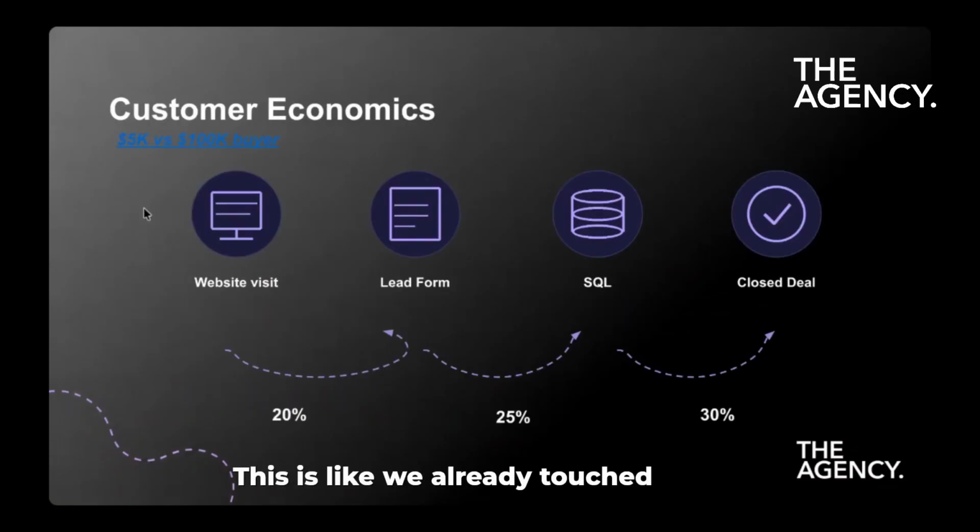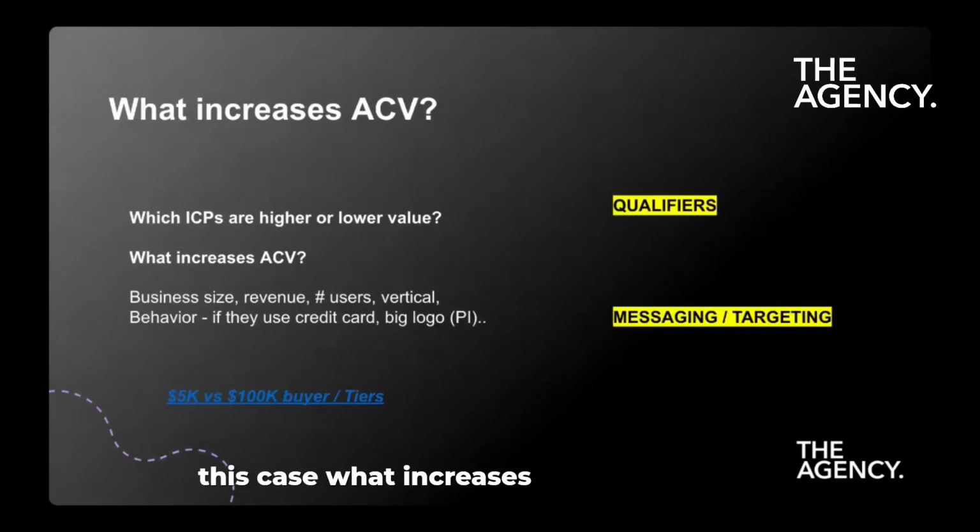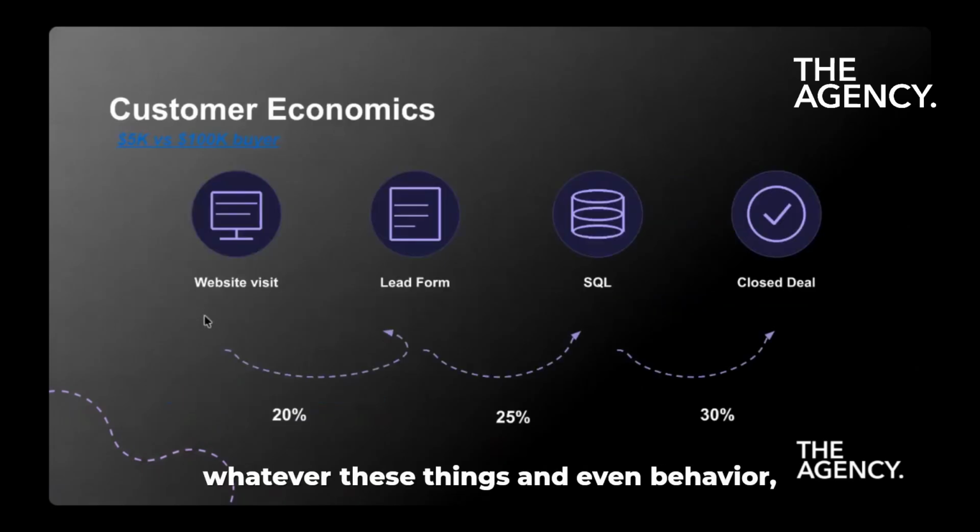We already touched a little bit on this with Athenic, right? Once you understand, in this case, what increases the ACV based on whatever these things and even behavior, this is where you start to map back how much you're willing to pay. And even in your case, David, if you understand the final value of your customer, then you can start to back into the math.